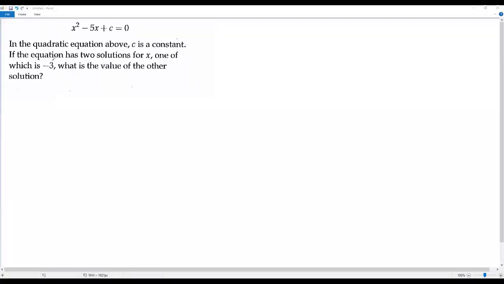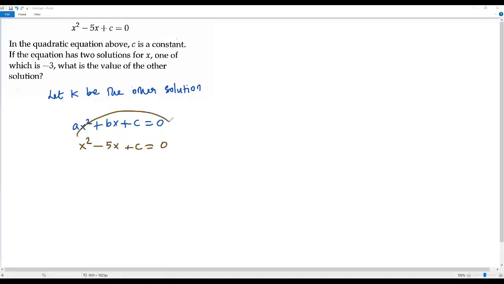In this question, one of the solutions is given, that is negative 3. We have to find the other solution. So I assume let k be the other solution. Also, the given quadratic equation is in the form ax squared plus bx plus c equals 0. Now let's compare the given quadratic equation x squared minus 5x plus c with ax squared plus bx plus c.